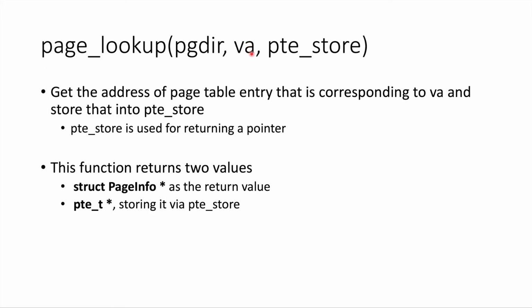And the other is that it will return the page table entry via the variable PTE store. This variable is declared as a double pointer, so you can store the PTE pointer to this variable, so it will have two return values.